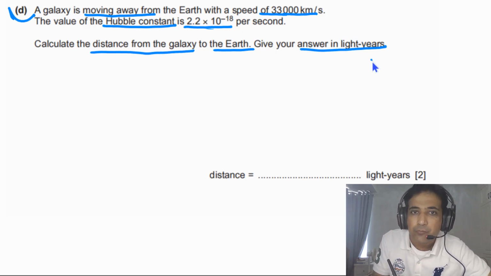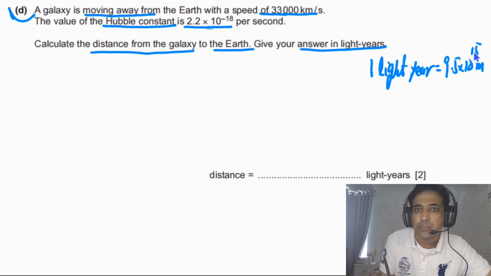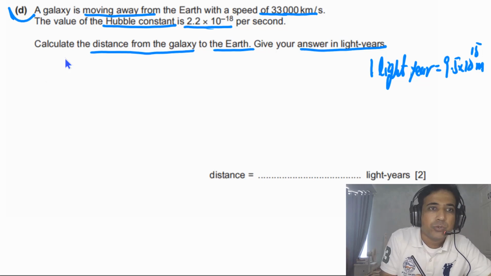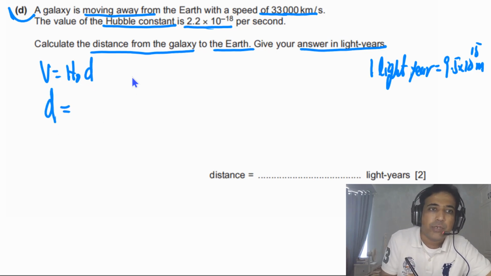And we need to understand 1 light year. So first of all, let's try to understand 1 light year. 1 light year is equal to 9.5 times 10 to the 15 meters. So this is an important point you need to understand. So simply we need to use Hubble's law. According to Hubble's law, V is equal to H naught times d. So we need to find the distance in this case. So for the distance, simply we can write down V divided by H naught.